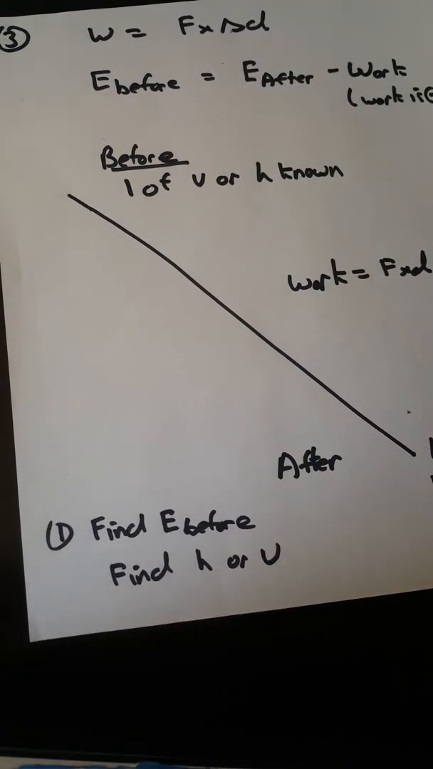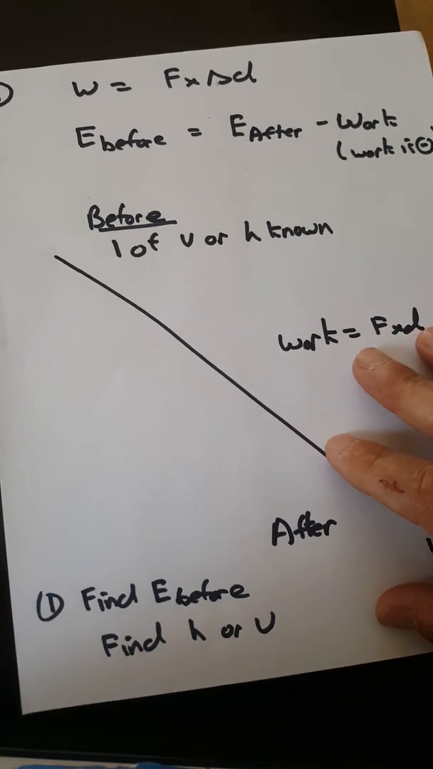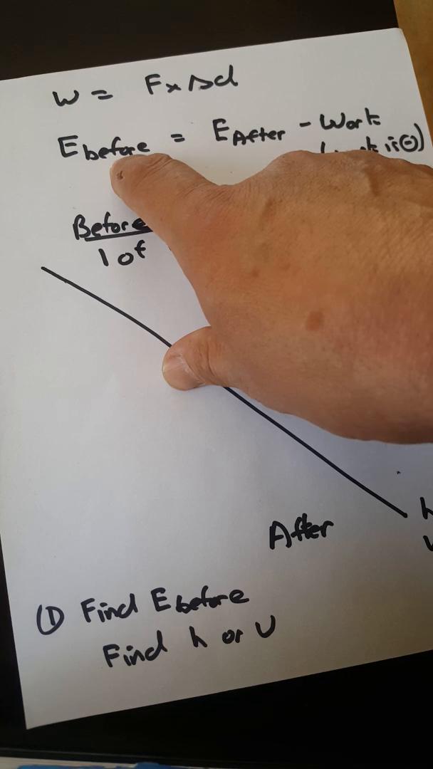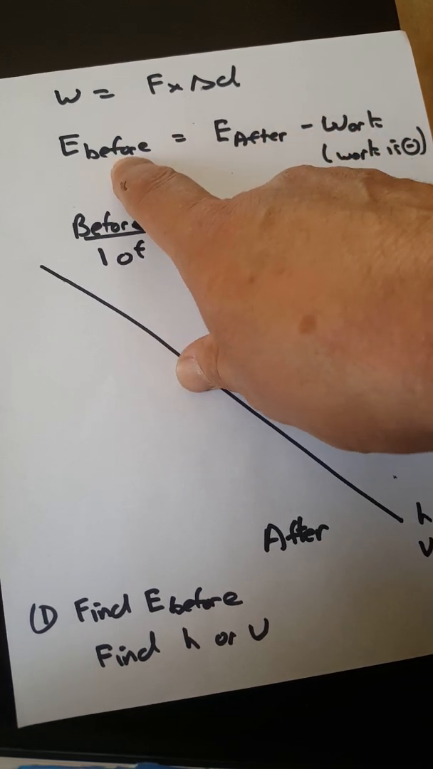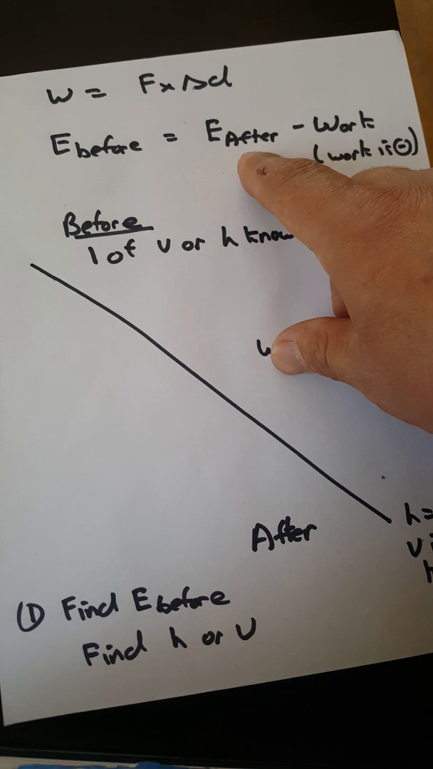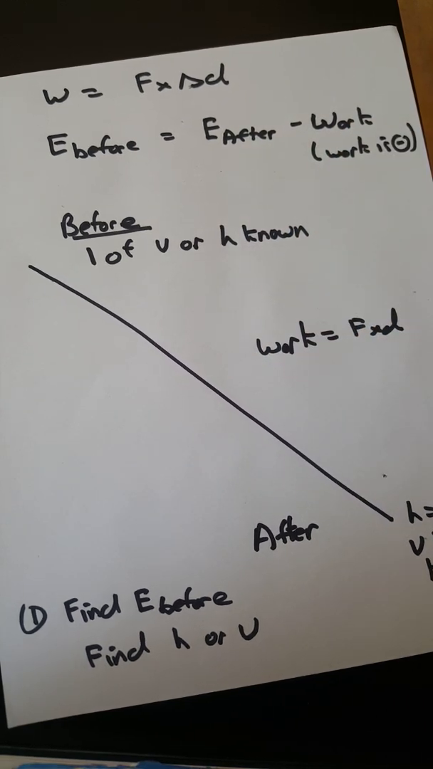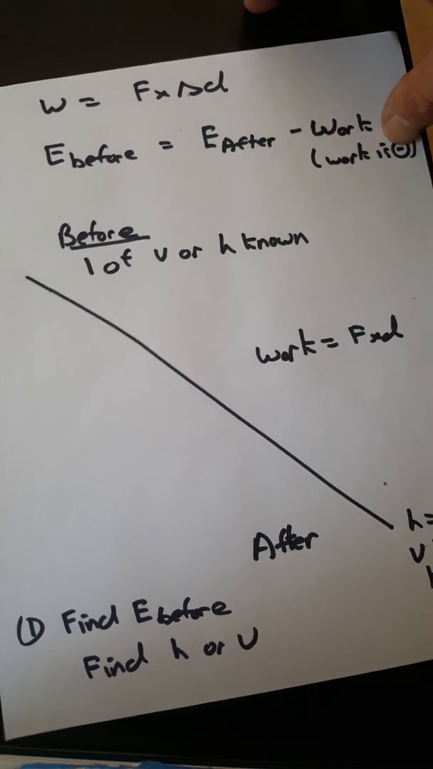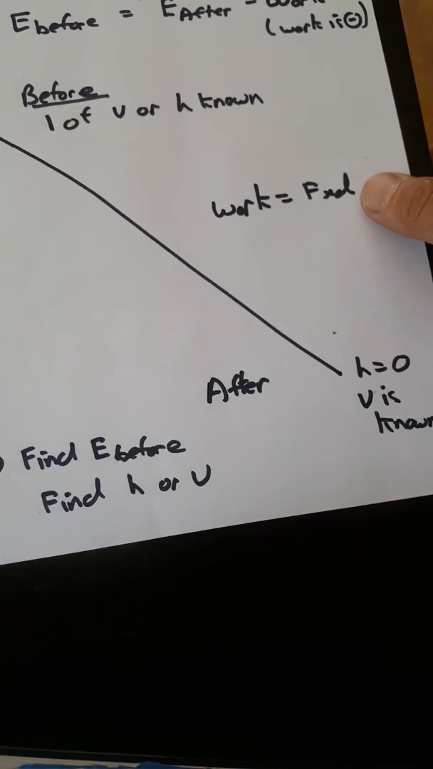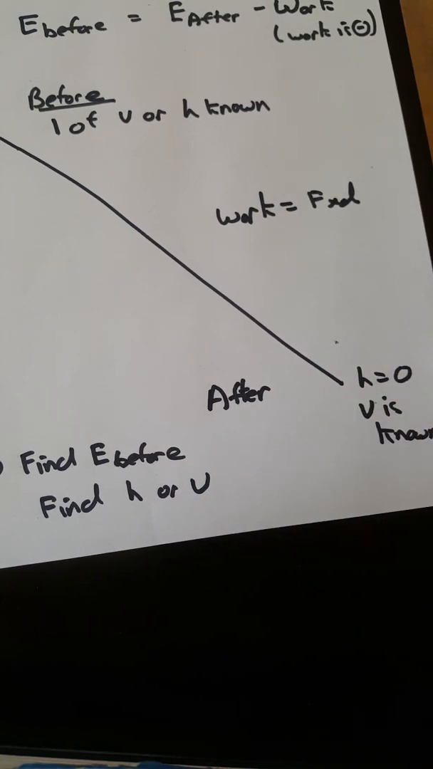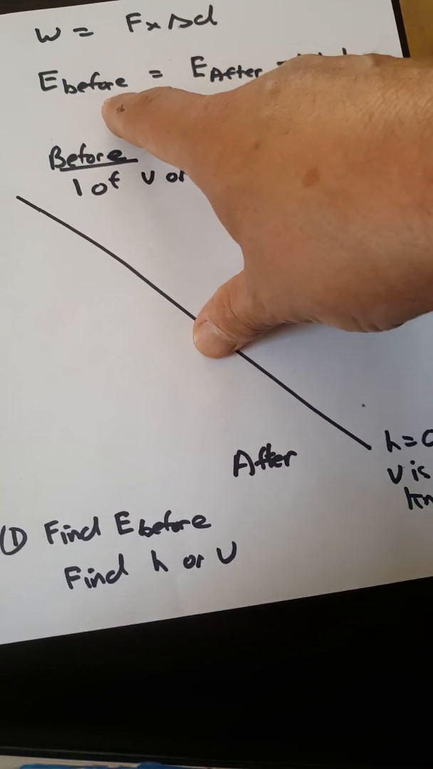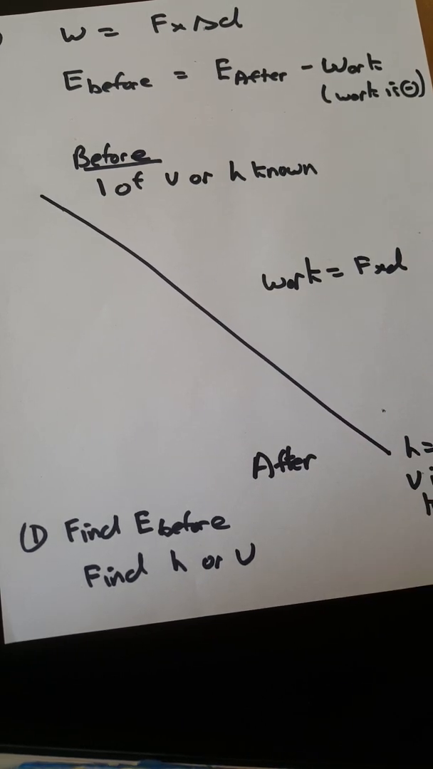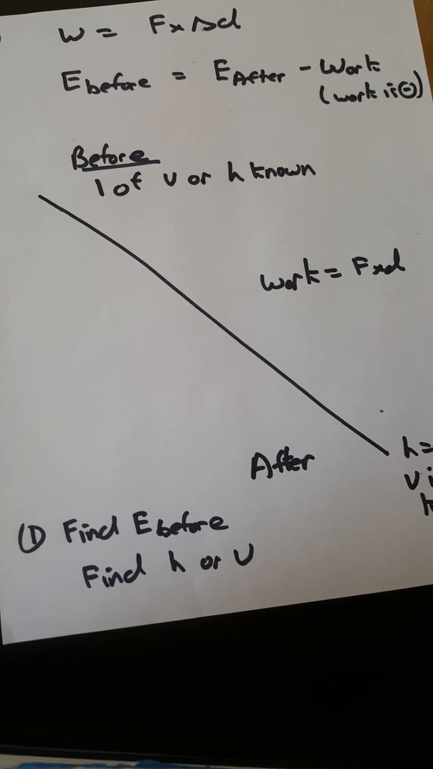The last set of questions is similar to the previous. In this case, we're looking for something in the energy before, either the height, the x value, or the velocity. We know everything about the energy after. Again, we know everything about the work. Minus work here ends up being a plus in most cases because work is negative. So you find your energy before using this equation, and then once you have it, let it equal your two energies and solve for either H or V.